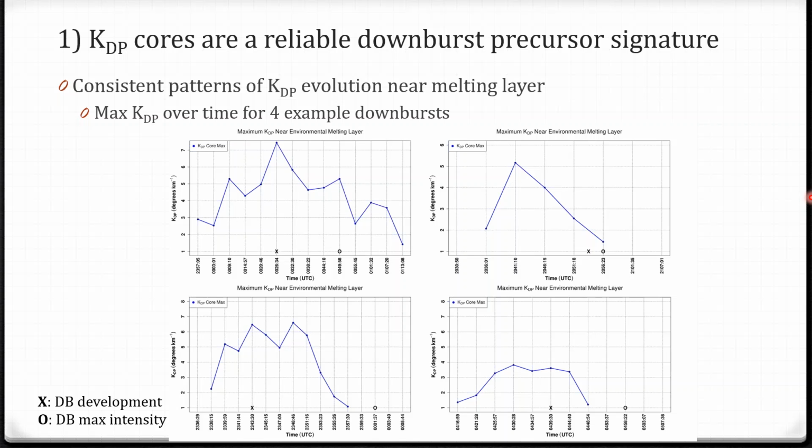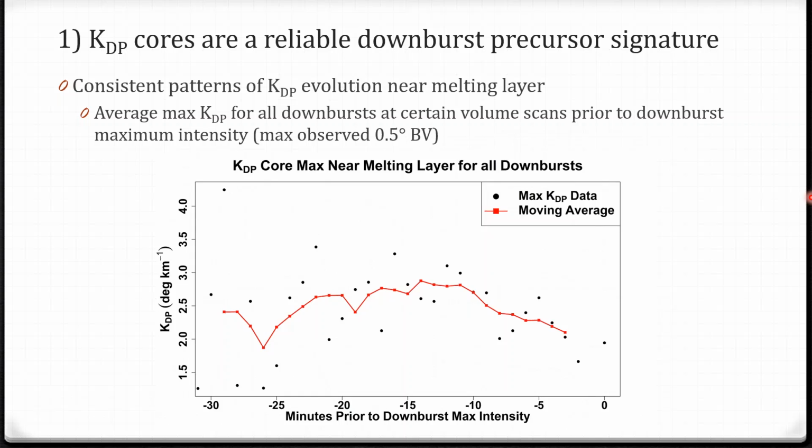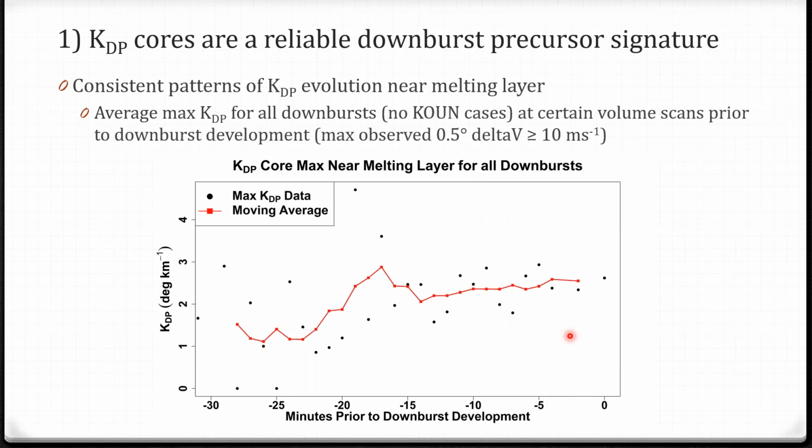So just 4 events, what does it look like over all 81 downbursts? Well, we averaged all of those maximum values for every downburst, and so the pattern is a little bit more muted, but in general, you can still see an increasing trend in the KDP prior to the downburst max intensity, which would occur at 0 here, and then it would be decreasing after that peak. Same plot, but now we're looking at time prior to downburst development, and we see a nice general increasing trend for the most part prior to the downburst development. So KDP is increasing at the melting layer before the downburst develops.